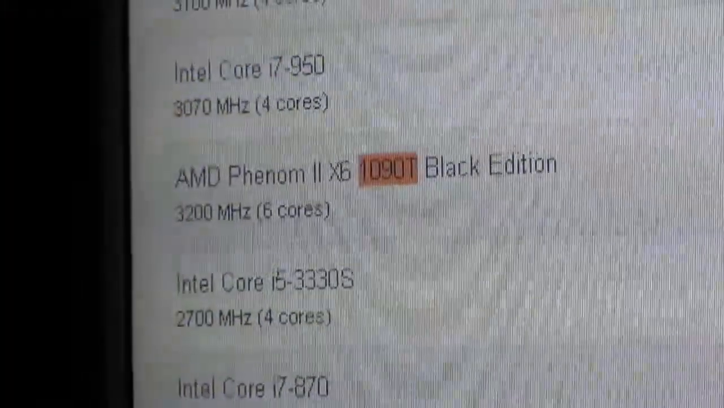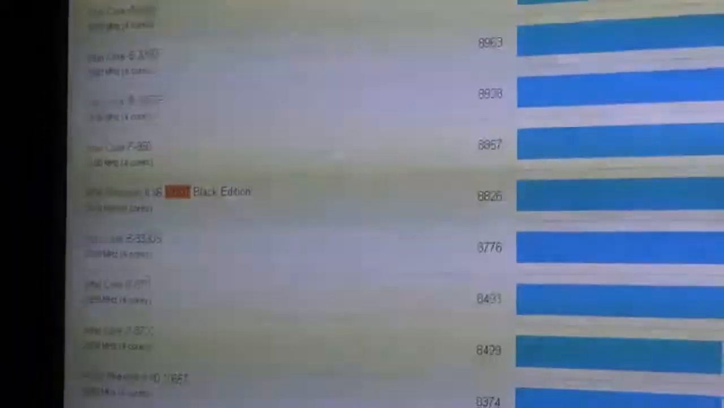But this 1090T, despite being a 5-year-old processor, still holds its own, and it still plays ball with the Core i5s. The big thing that AMD's really missing is something that's actually high-end.